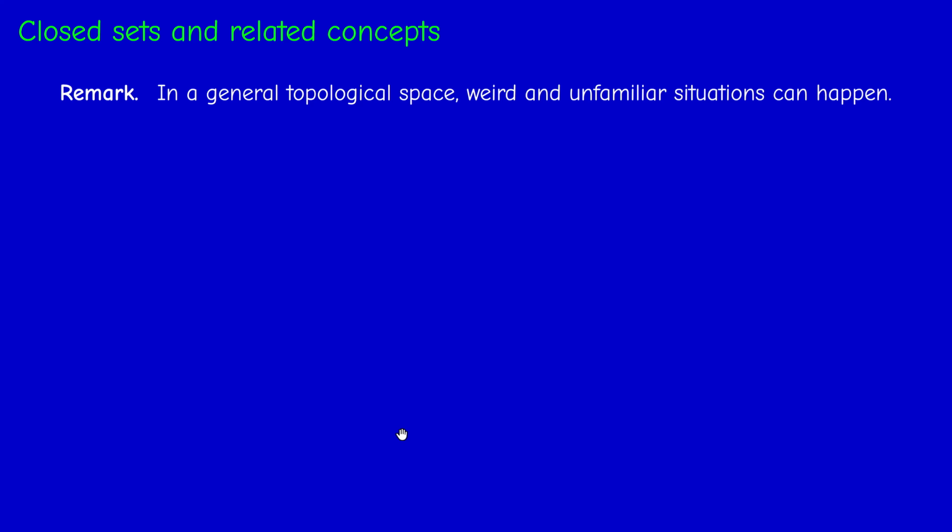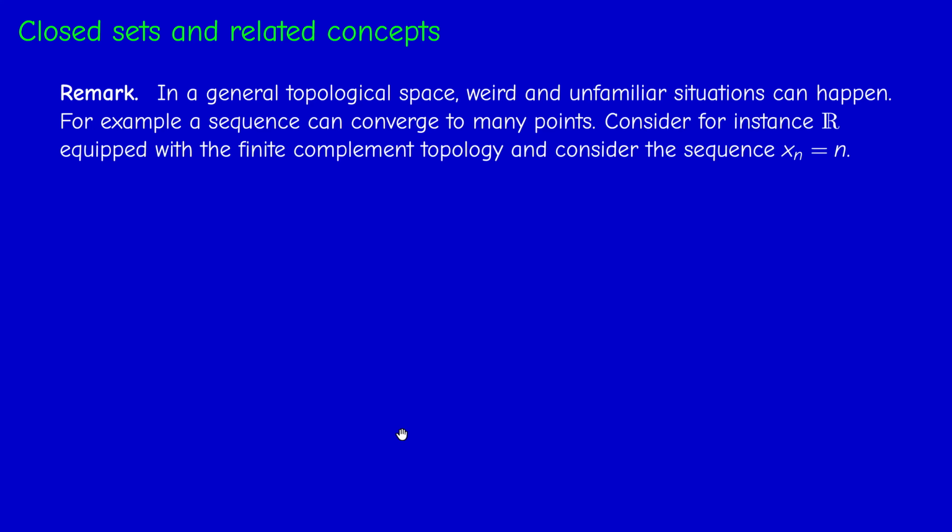Now, I must say that in a general topological space, weird and unfamiliar situations can happen. And I will give you an example now. A sequence may converge to several points. And this is an example. If we equip R not with the usual topology, but with the finite complement topology that we described in the previous video, and consider the sequence of integers, okay, 1, 2, 3, etc., then we claim that xn converges to every point x, so it doesn't have a unique limit.